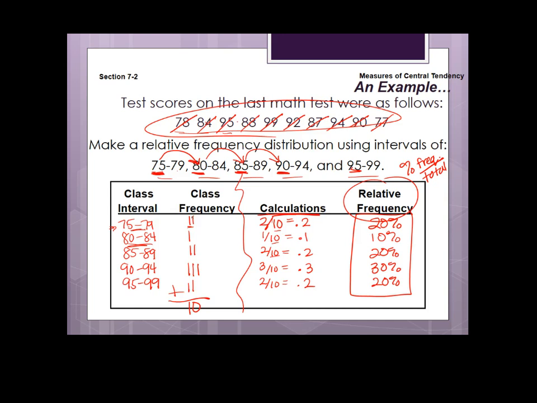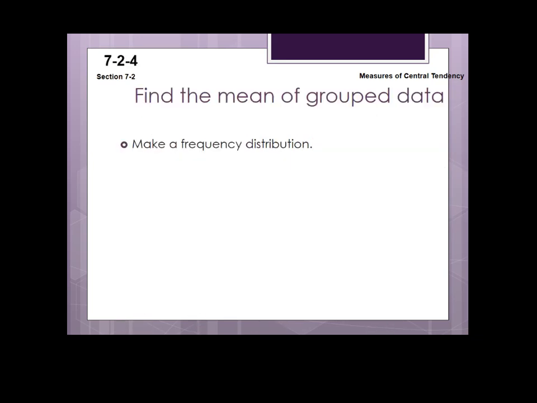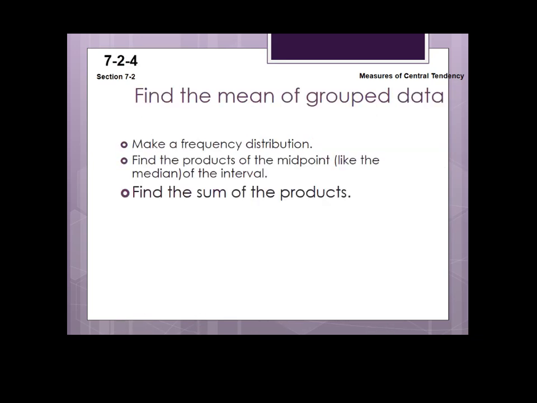So this is regular frequency or class frequency with tally marks, and then relative frequency is the percent. So it's still representing the same data, it's just in percentage form instead of tally form. Okay. So now for grouped data.